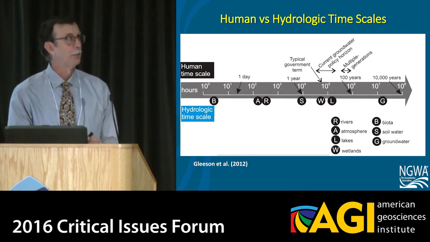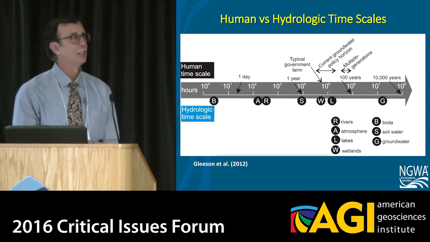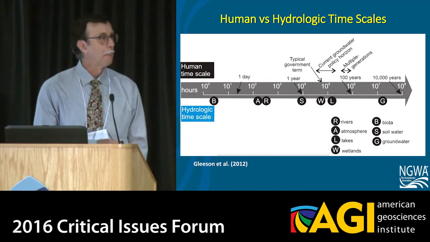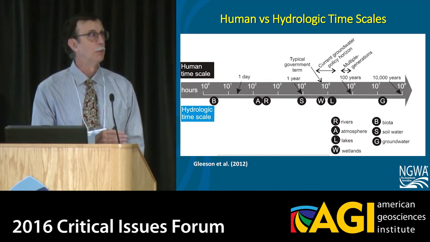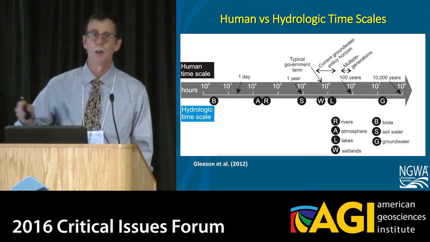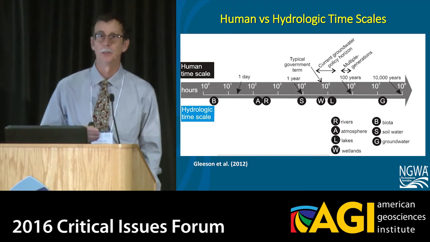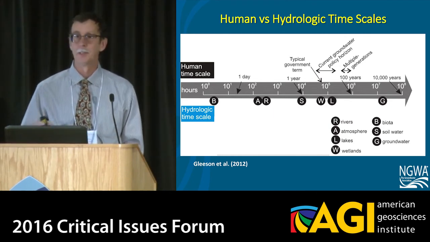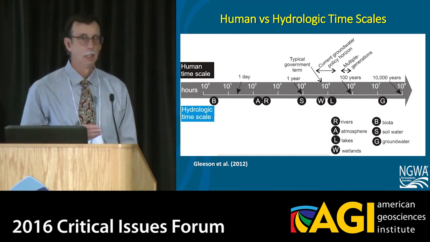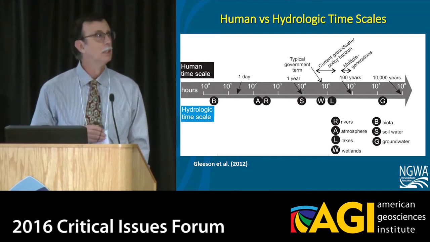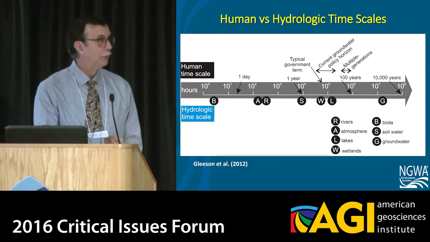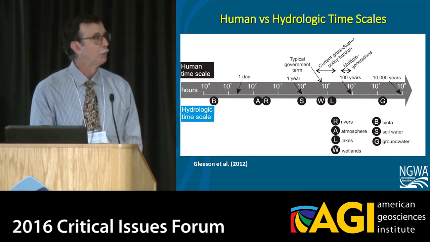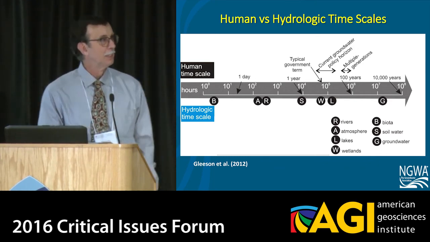Okay, so part three, sort of the human versus hydrologic time scales. At the top here is shown kind of the human time scale, where we might have current policy horizons that, they're getting longer. Texas are now 50 years. Typically, they've been 20 years if they even existed for a long time. European Union was like 15. And then you can see to the left of that is the typical government term, and over here is your politician's attention span.